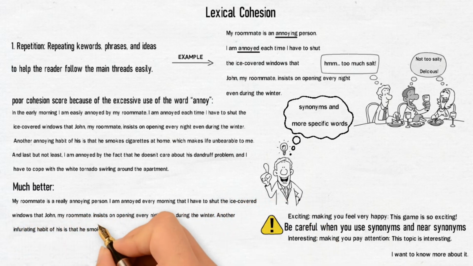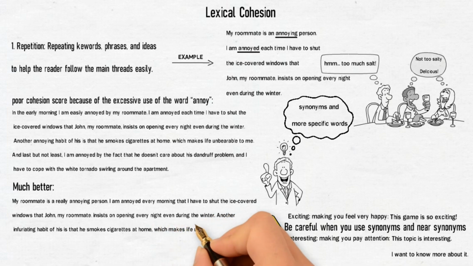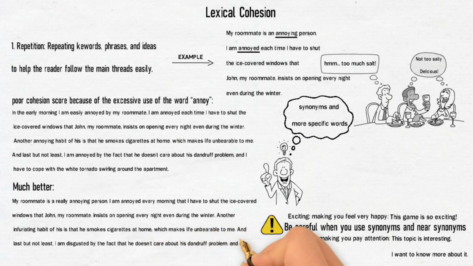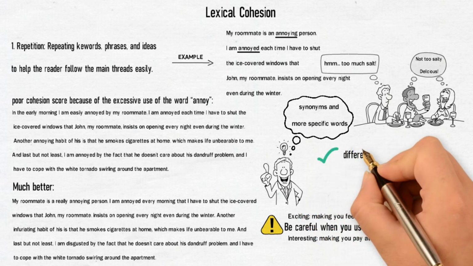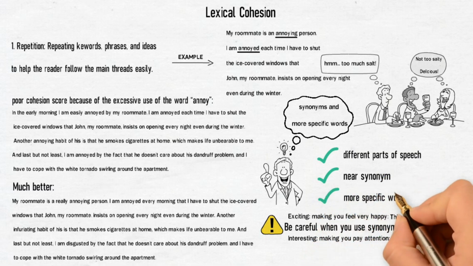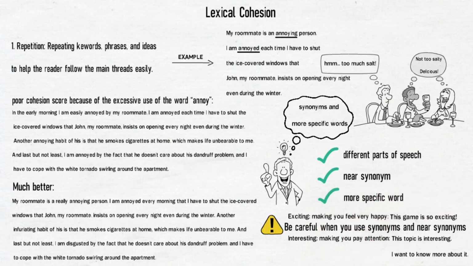Another infuriating habit of his is that he smokes cigarettes at home, which makes life unbearable to me. And last but not least, I am disgusted by the fact that he doesn't care about his dandruff problem, and I have to cope with the white tornado swirling around the apartment. As you can see, I have used different parts of speech, near synonyms, and a word that conveys a more precise meaning. This is how you use repetition to your advantage.